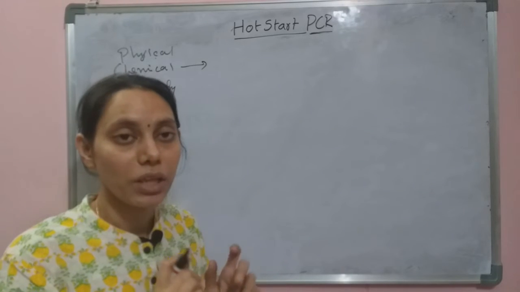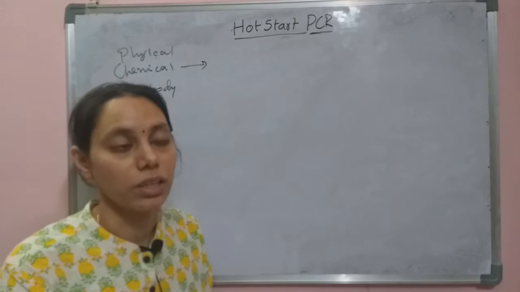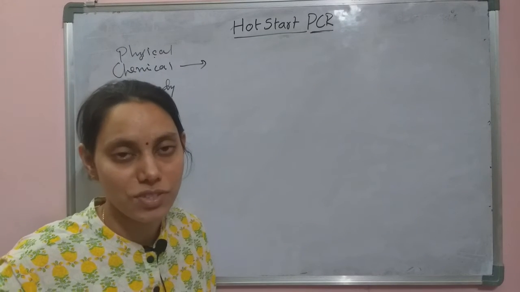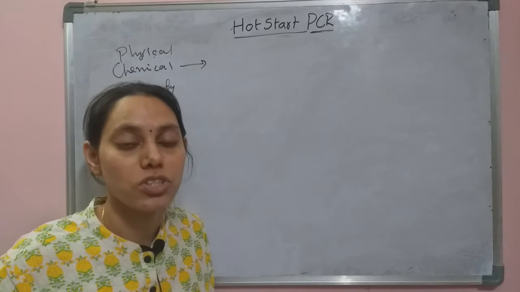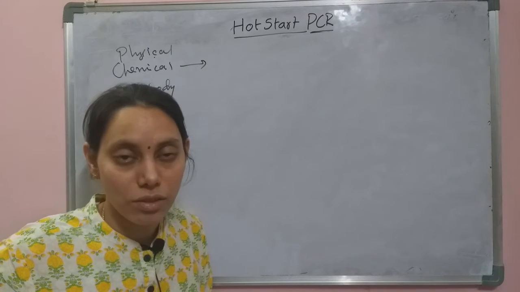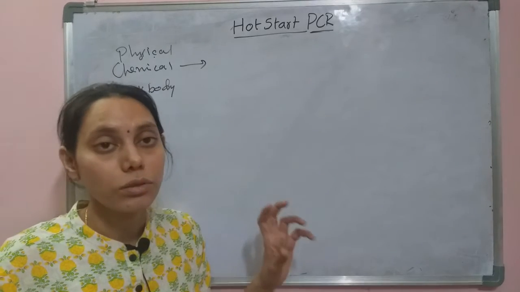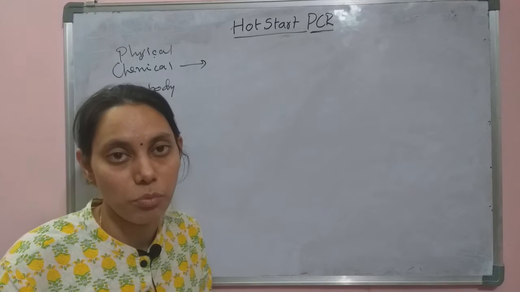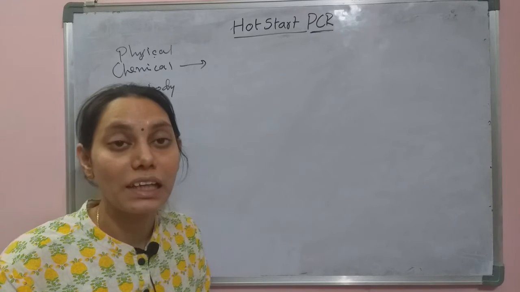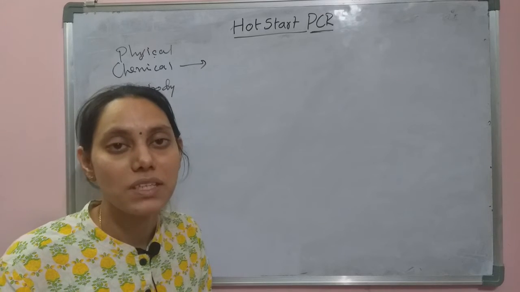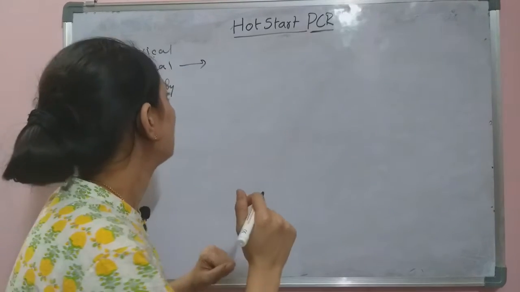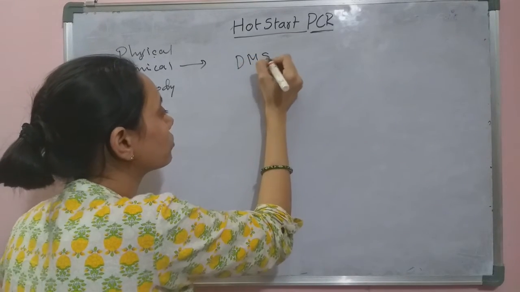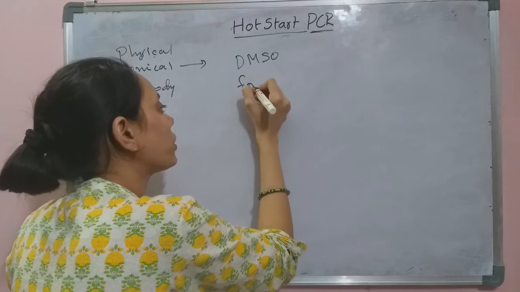So if we chemically block the Taq polymerase activity, if we chemically block the reaction to happen until the denaturation temperatures are reached in the PCR reaction, then it can also create an environment to specifically amplify the targeted DNA portion. It will increase the product of the PCR reaction. So for this chemical approach, generally we use DMSO or formamide.